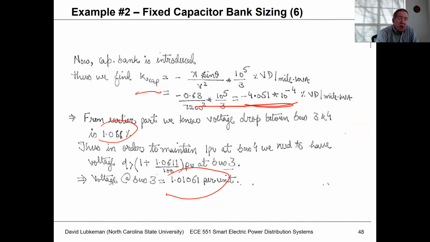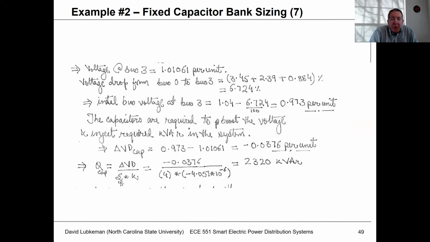All right. So if this is what the voltage drop is from 3 to 4, and I want bus 4 to be at 1 per unit, I've got to figure out how to get bus 3 to this particular value. So using the K factor for the capacitor now, the voltage at bus 3, we can determine that to be 0.973 per unit. And the change of voltage I'm going to need due to the capacitor is this original voltage minus my voltage target, which is this value in per unit. So basically, this is like I need a negative drop in a way. In other words, I need a boost.